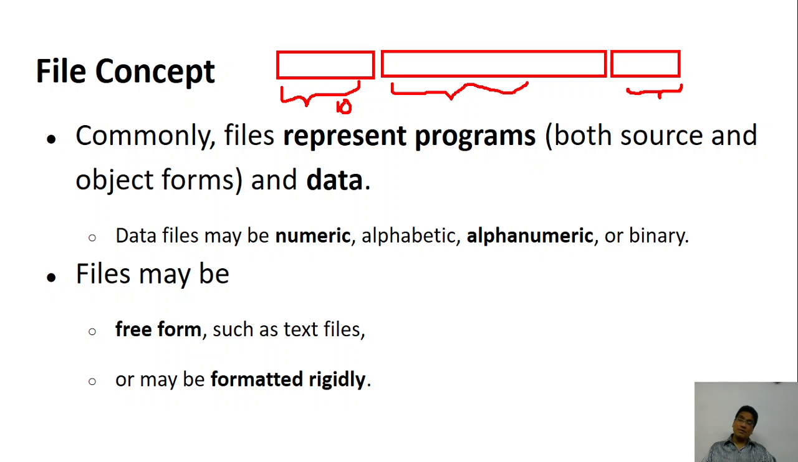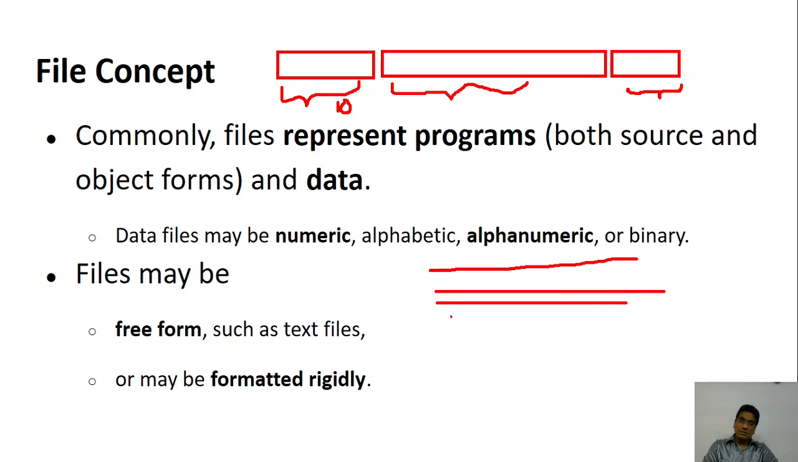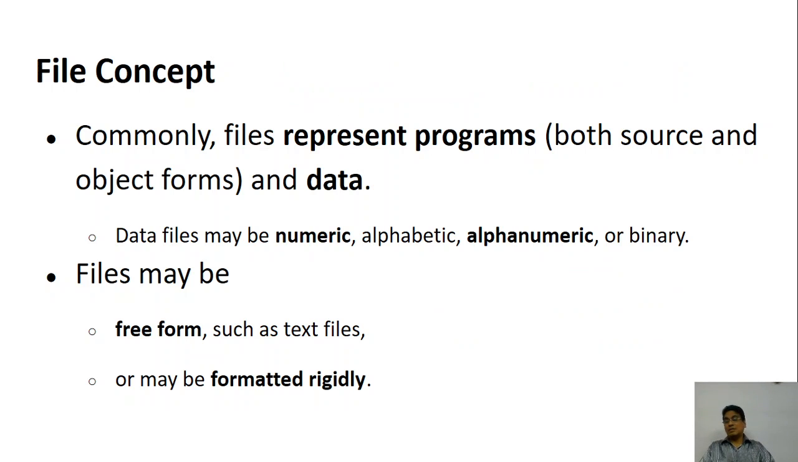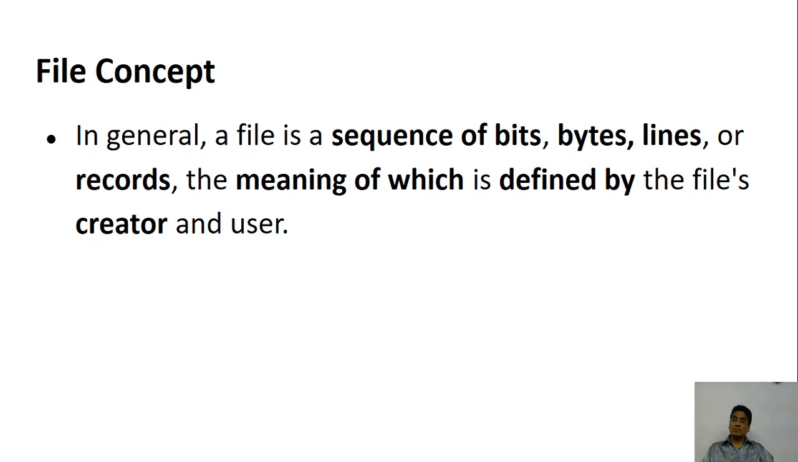So either you can have a free form, wherein whenever you write a text document, you know the length can vary. Some lines can be shorter, some lines can be longer, and so on and so forth. There is no rigid format in which the content has to be stored, whereas a file with formatted or rigid content, like your database kind of file or a record, has a rigid format in which it has to be stored.